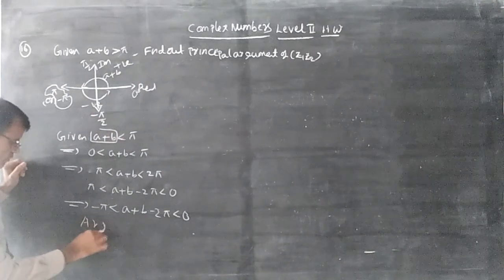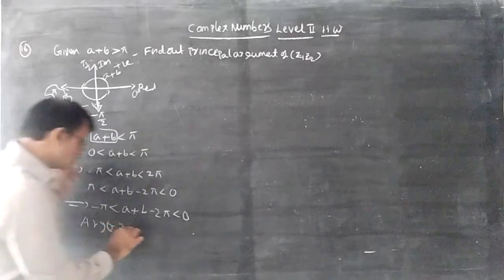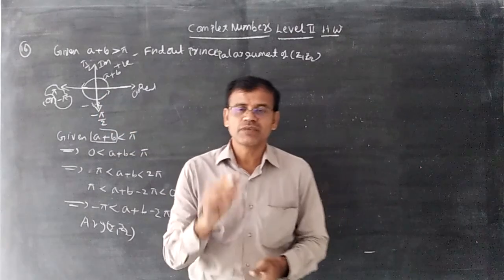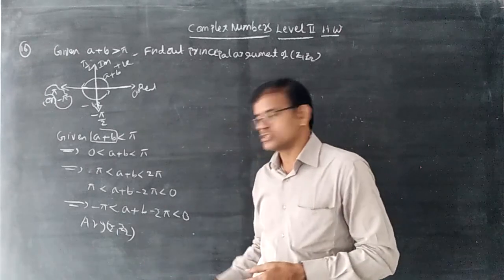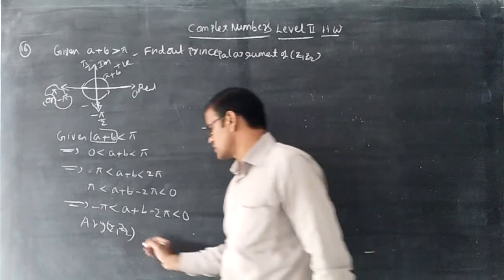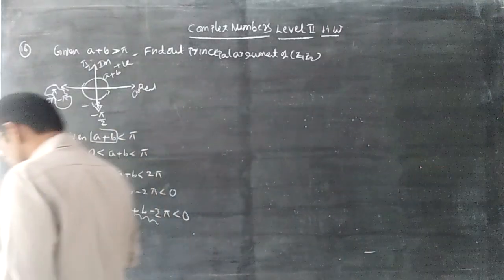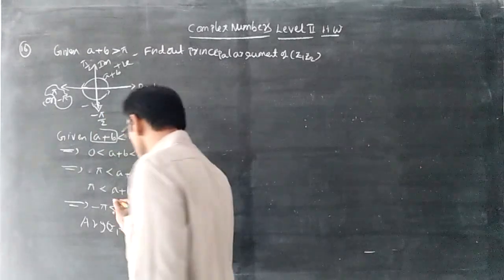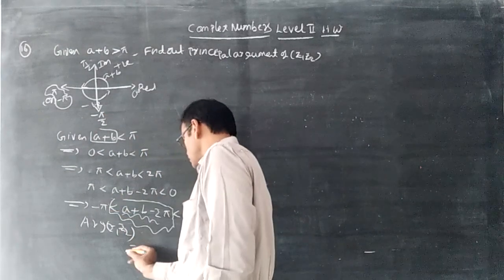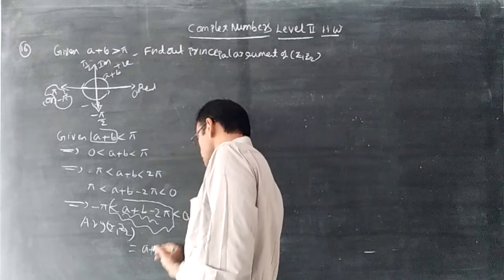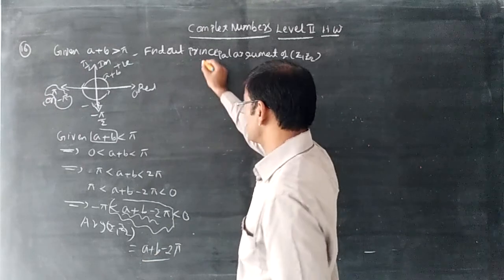Therefore, the argument of Z1 Z2, you can understand as argument of Z1 plus argument of Z2. Given argument of Z1 is equal to A and argument of Z2 is equal to B. Argument of Z1 Z2 is equal to argument of Z1 plus argument of Z2. It is nothing but A plus B minus 2 pi. So the value lies between minus pi and 0, and it is the argument of the product of the two complex numbers: A plus B minus 2 pi.